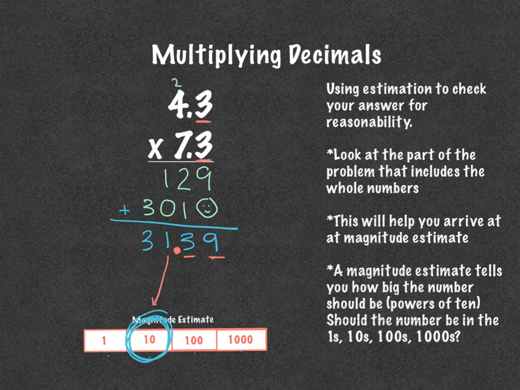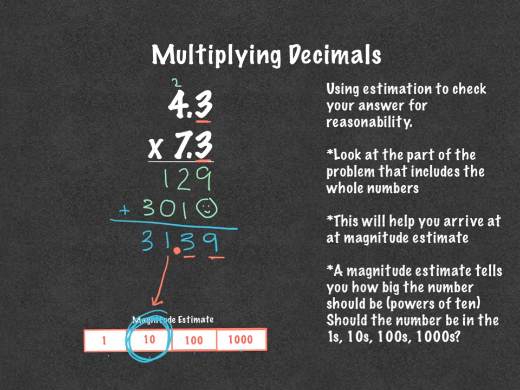And that means that our answer is 31 and 39 hundredths, which is really close to the 28 that we got as an estimate. And we also know, because of our magnitude estimate, that it is in the right range and we've actually placed our decimal correctly. Now, the magnitude estimate won't necessarily take care of anything.